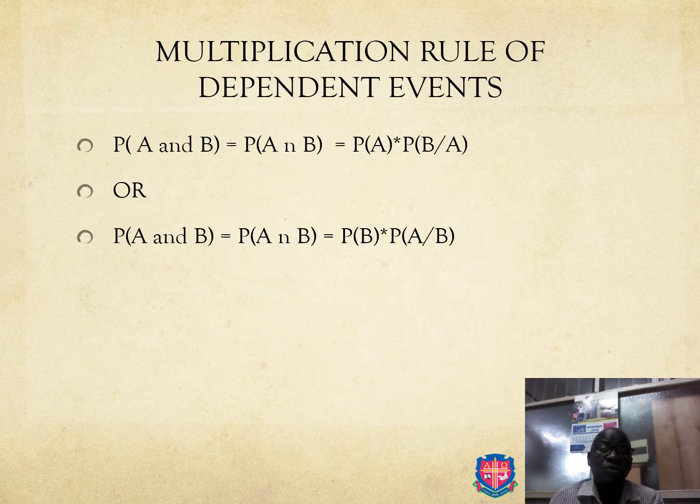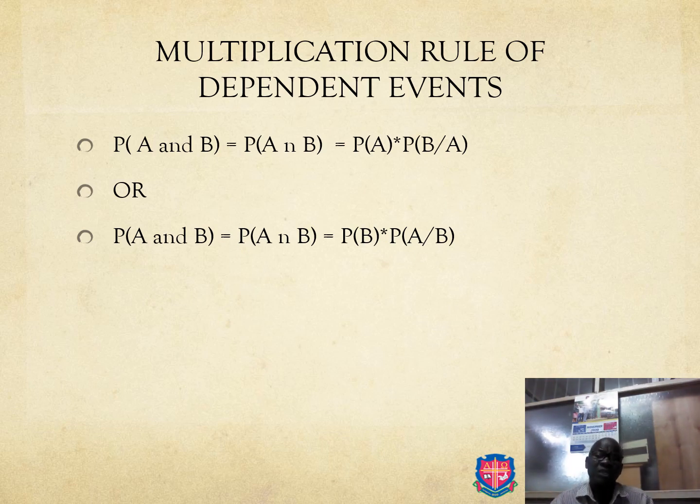Multiplication rule of dependent events. Probability of A and B, which is the probability of A intersection B, is equal to probability of A times probability of B given A, or probability of A and B is equal to probability of A intersection B and is equal to probability of B times probability of A given B.